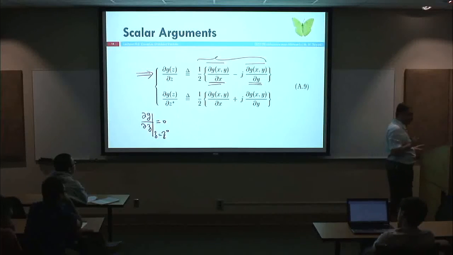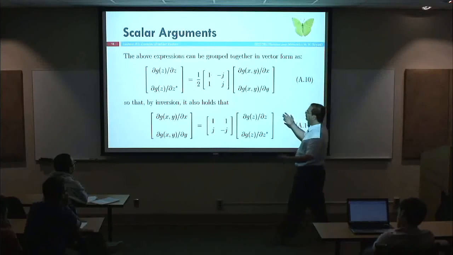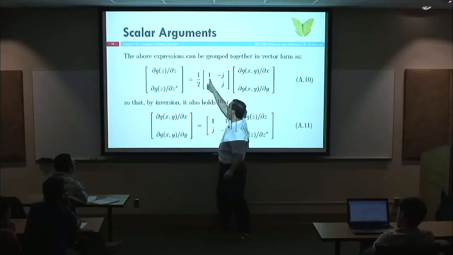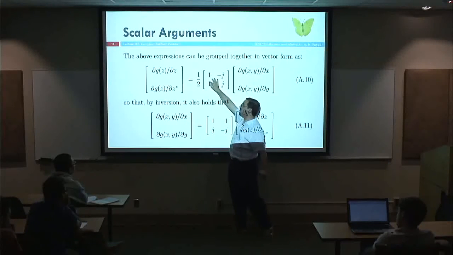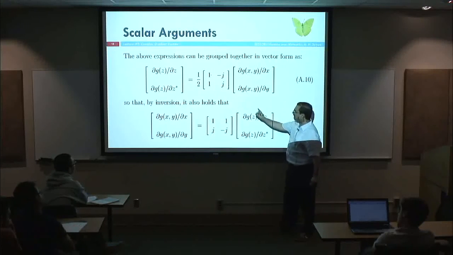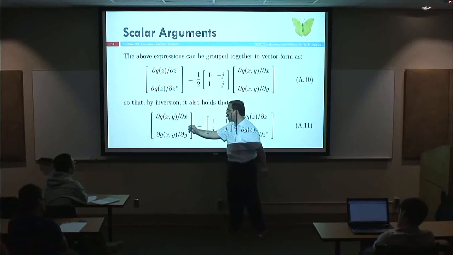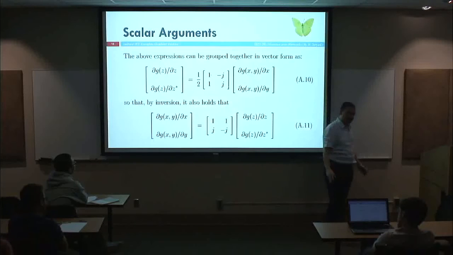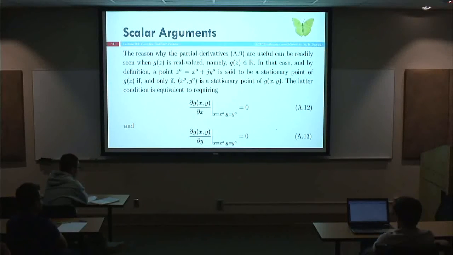Now, let's look at some examples. Remember, you differentiate g relative to x, g relative to y. Before the examples, I have this useful relation. You can combine them together, so the derivative relative to z is 1 minus j, 1/2. And this matrix here is invertible, so I can take it to the other side. I can express this in terms of that rather than this in terms of that. So this is just another equivalent way of writing these derivatives.